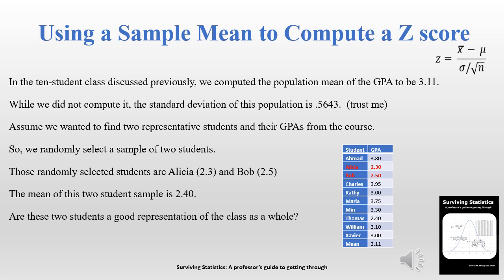All right, let's run through an example of computing a z-score based on a sample mean. Now, in the 10-student class, we already computed a population mean of 3.11.